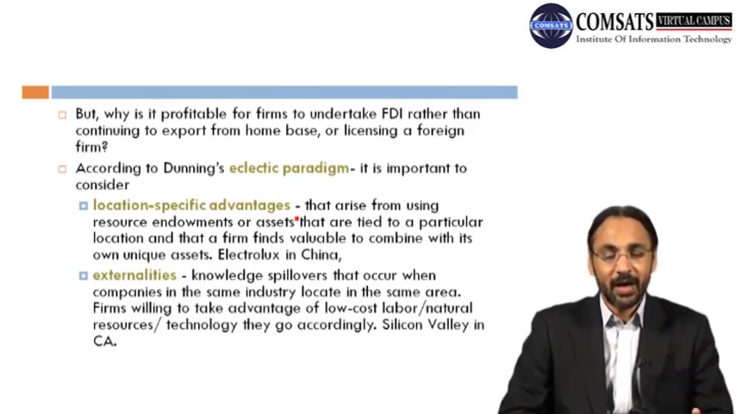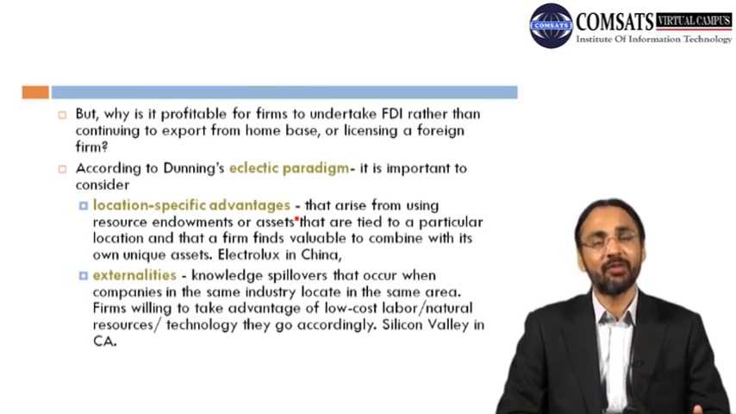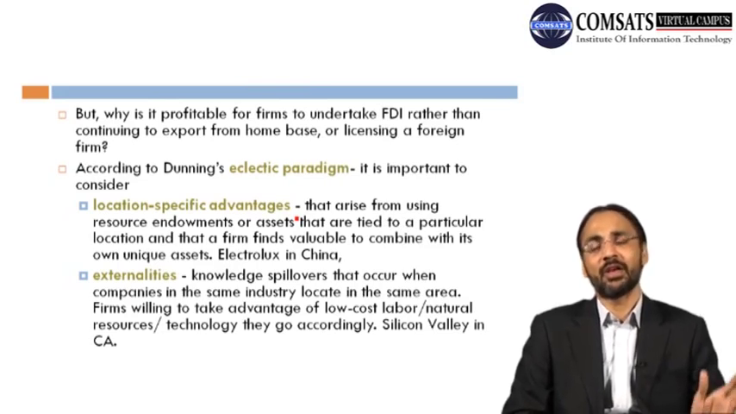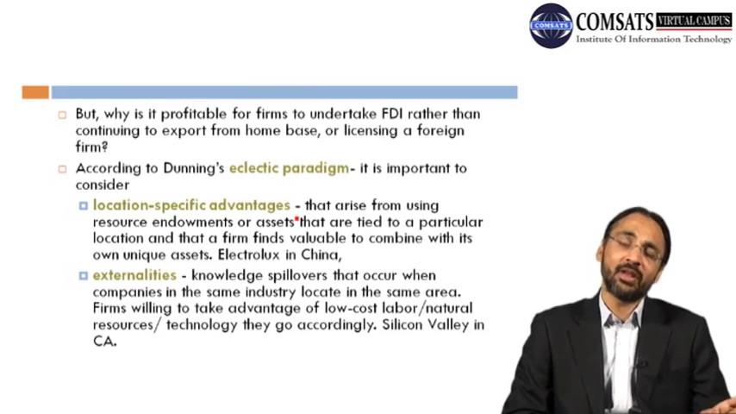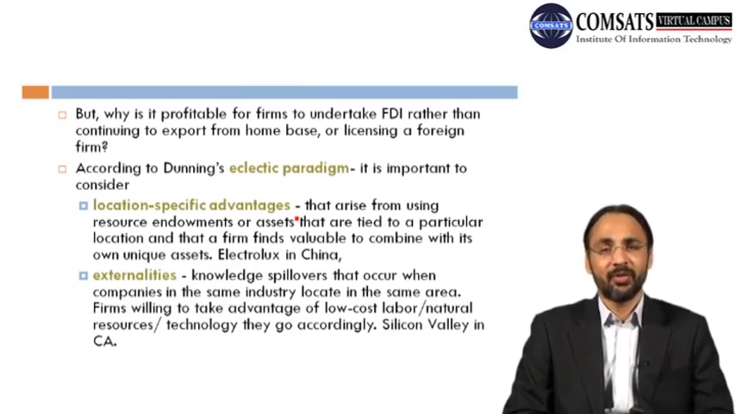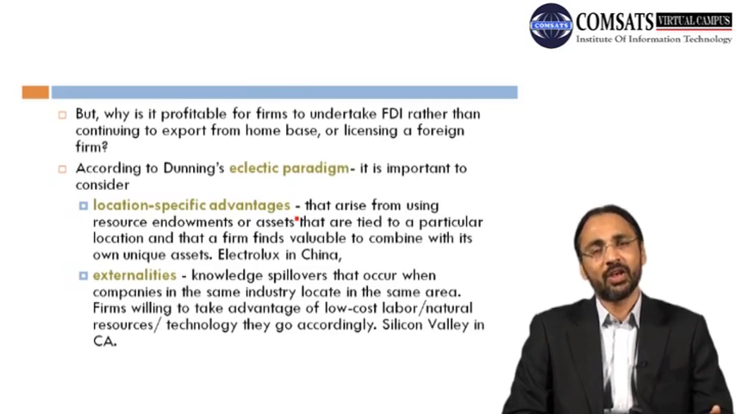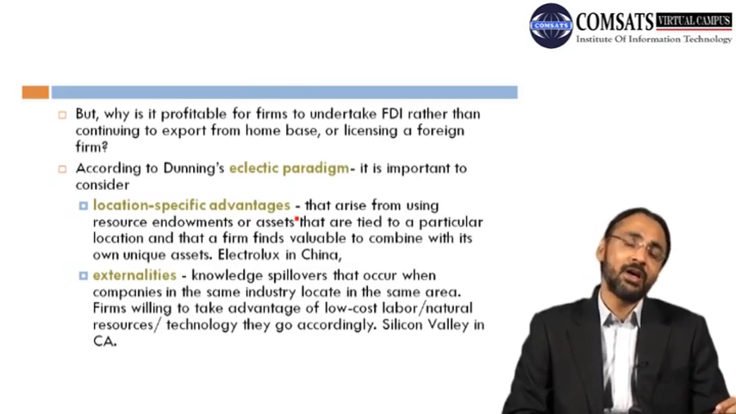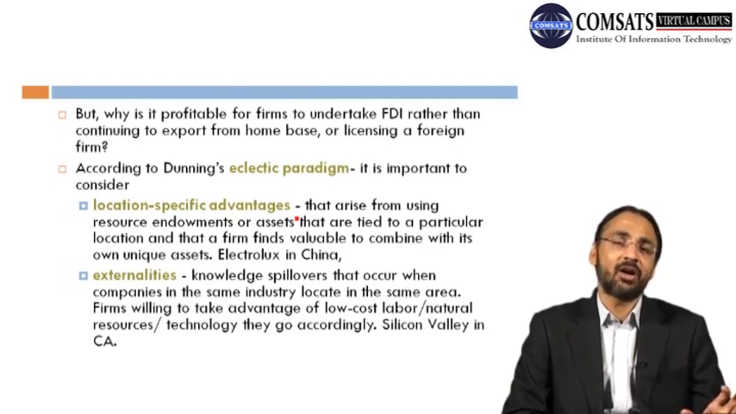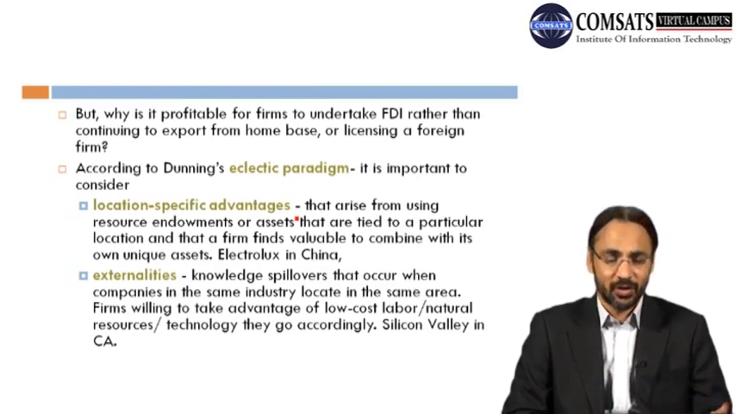And the second thing is, if a firm is willing to take advantage of low-cost labor, it is going to go to China. If it is willing to exploit natural resources, it is going to those markets where natural resources exist. For instance, firms in search of oil and gas will travel to the Gulf countries. And if a firm is willing to learn high technology, and that firm belongs to the high-tech sector or semiconductor sector, then of course it is going to go to California, the Silicon Valley of California.